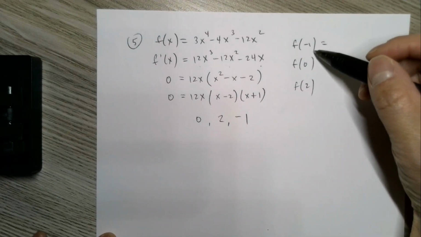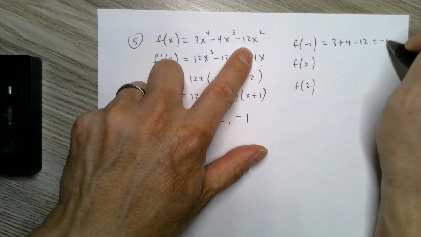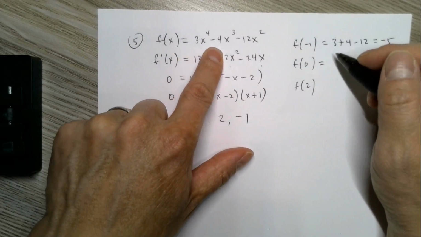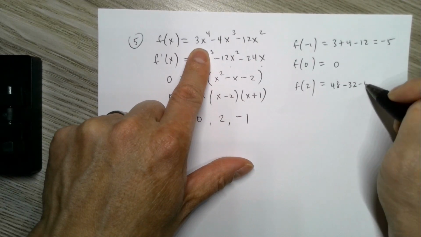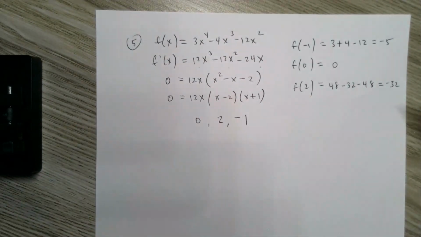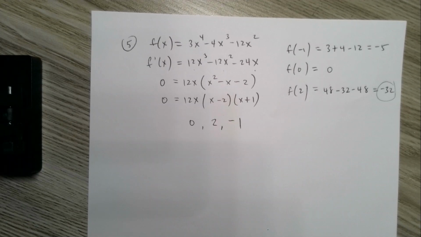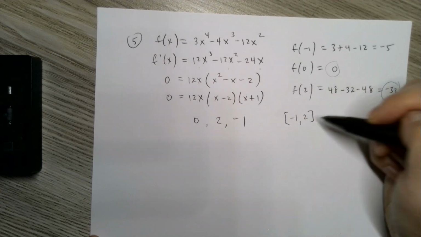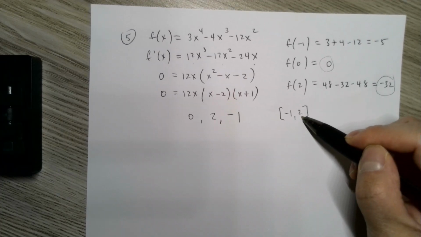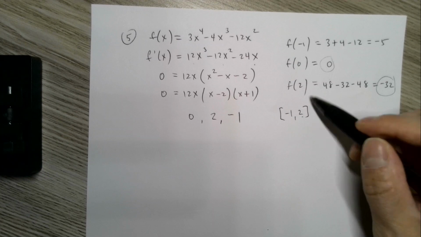Alright, at f of negative 1, I have 3 plus 4 minus 12, that is negative 5. At 0, I have 0. At 2, I have 48 minus 32 minus 48, that is negative 32. So it looks like I have a min here and a max here, at least on the interval from negative 1 to 2. That is what I have, a min at 2 and a max at 0.